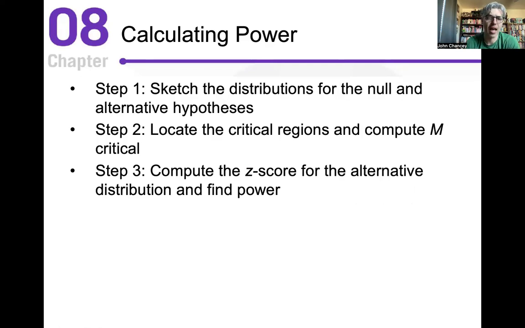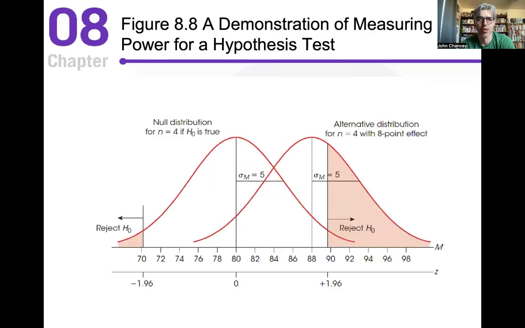So how do we calculate that? You sketch your distributions for the null and alternative hypotheses. So you want to actually draw out those normal distributions, locate the critical region, compute your M statistic, compute the z-score for the alternative distribution, and find power from there. So this is just kind of a demonstration. You have your null hypothesis, n equals 4. We're saying there's no difference. Alternative distribution, n equals 4 with an 8-point effect. And whether or not we reject the null hypothesis.